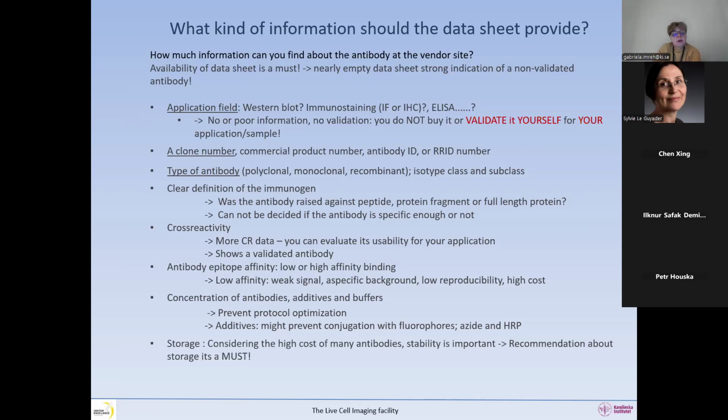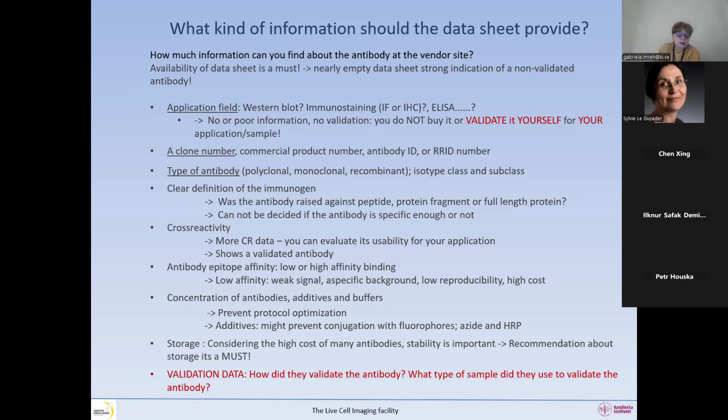Azide, for example, interferes with quite a few processes. And storage. Considering the high cost of many antibodies, stability is very important. If you don't know how to store the antibody, that will influence its stability. The antibody will degrade in time, and it will influence the reproducibility of your data. So a recommendation about storage is a must.